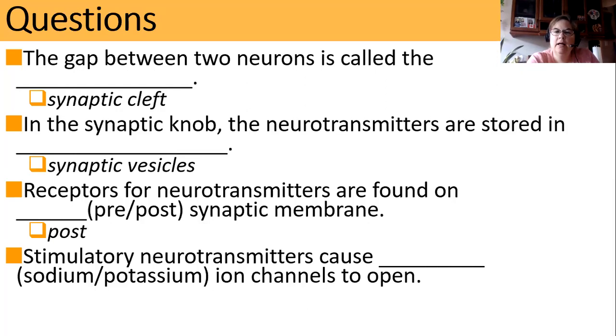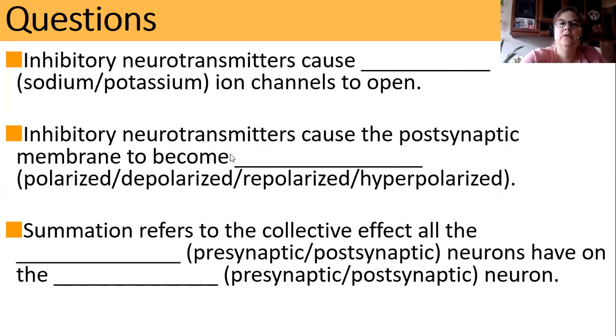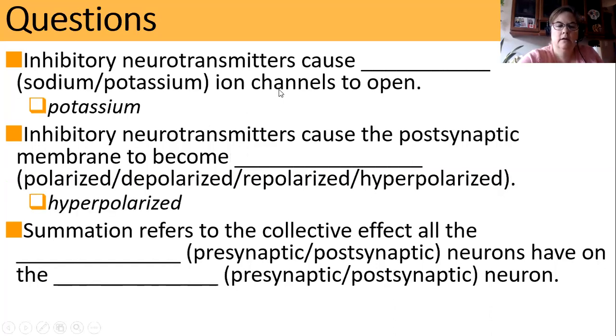Stimulatory neurotransmitters cause what ion channels to open? Sodium or potassium? Excellent. Sodium, stimulatory. Inhibitory neurotransmitters cause what ion channels to open? Potassium. All right, good job. All right, next one here. Oh, I just told you the answer, shoot. Inhibitory neurotransmitters cause the postsynaptic membrane to become hyperpolarized. Hyperpolarized. All right, let's back up.